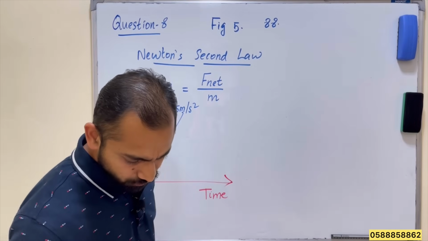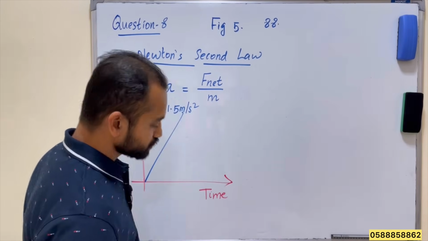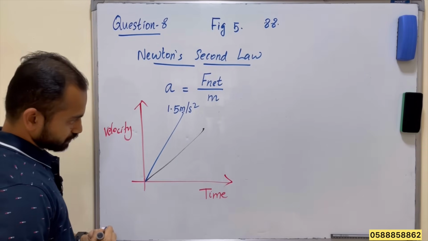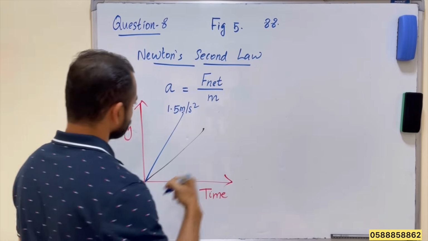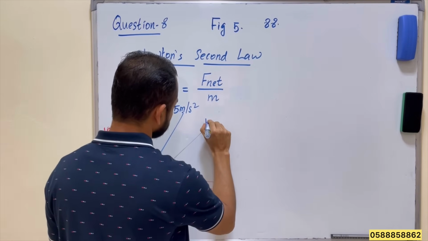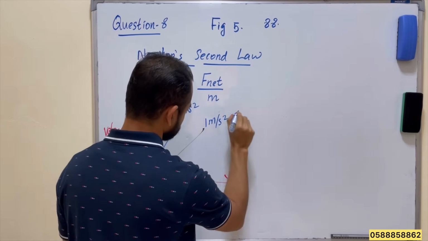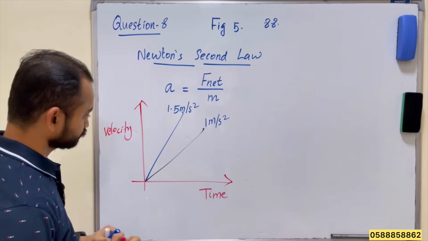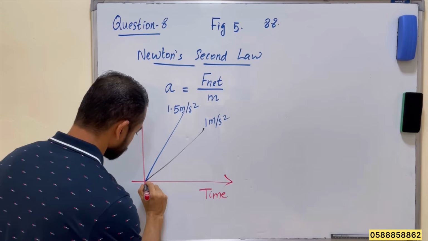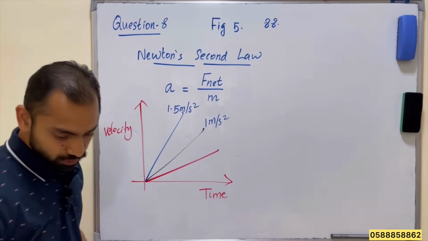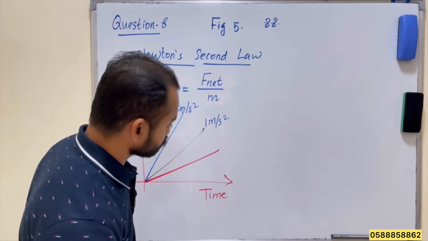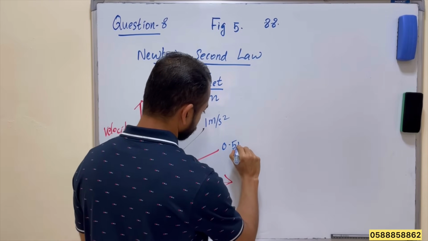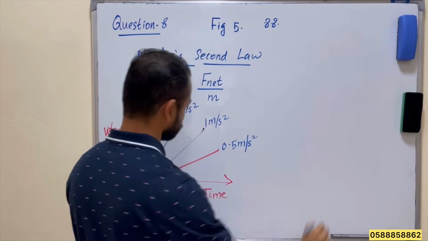Second graph I will draw with the black color. Slope is equal to 1 meter per second squared. Straight line, okay, all straight lines, 1 meter per second squared slope. Then third one, what is the slope of this? Slope is equal to 0.5 meter per second squared.